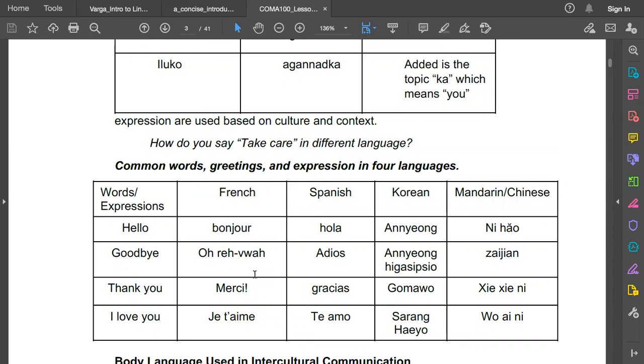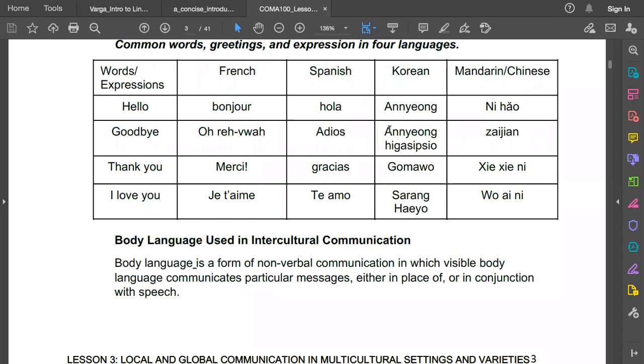Okay. So this was the germ of the idea that gave birth to your project, the handbook.